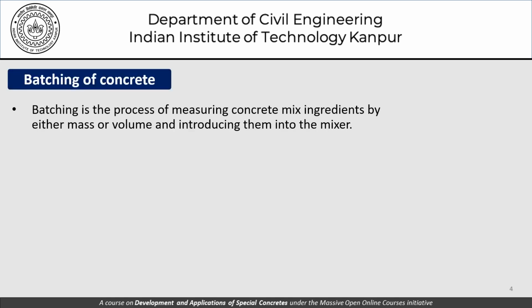Batching of concrete is the process of measuring concrete mix ingredients by either mass or volume and introducing them to the mixer. We've talked about the mix ingredients when we were talking about proportioning, and we know that we need to proportion cement, water, sand and coarse aggregate at least, and possibly other things like chemical admixtures or mineral admixtures, and we have a specific mass associated with them. For example, we may need 352 kgs of cement, 186.3 kgs of water, and so on. So we need to measure all these concrete ingredients accurately and feed them into the mixer.